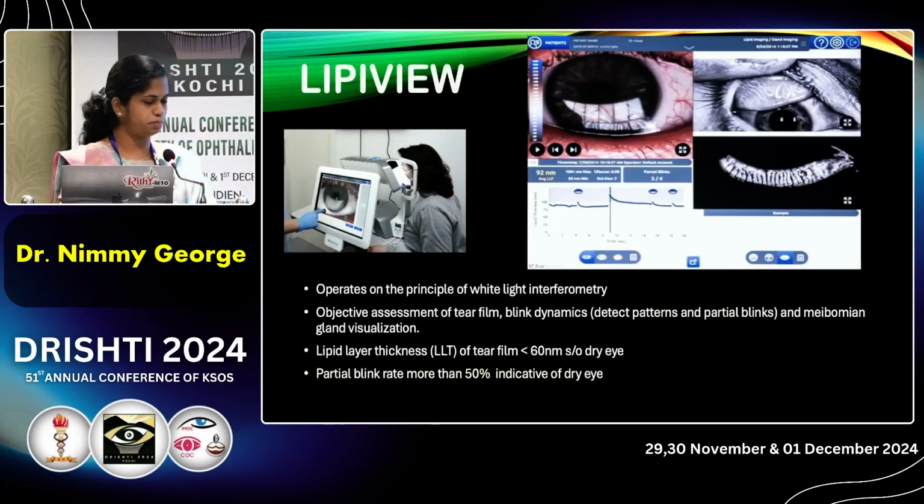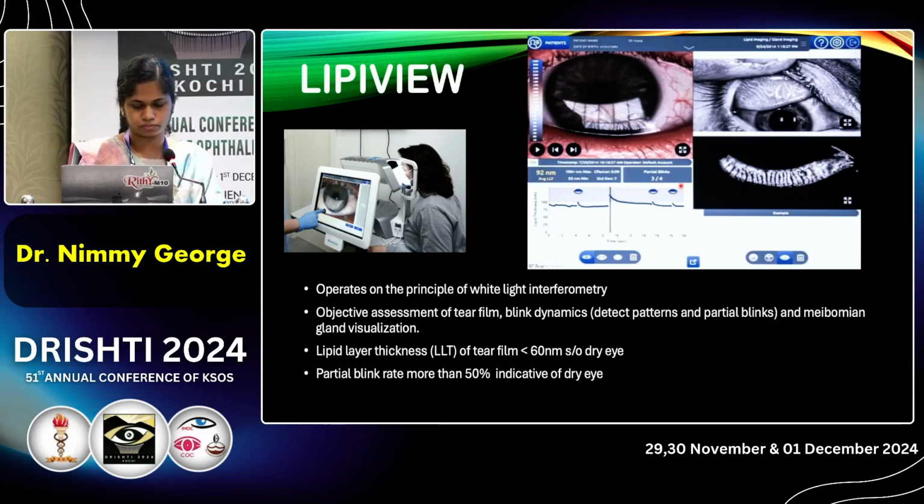A word about LipiView. It's a novel investigation for dry eye. It operates on the principle of white light interferometry. It gives an objective assessment of the tear film and blink dynamics, that is, it gives blink patterns and a partial blink rate, and it also allows visualization of the meibomian glands. From LipiView, we get a value of LLT, that is lipid layer thickness, which when less than 60 nanometers is indicative of dry eye, and also a partial blink rate, which when more than 50% is indicative of dry eye.